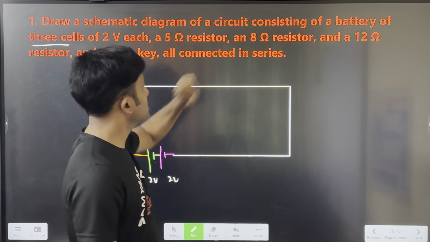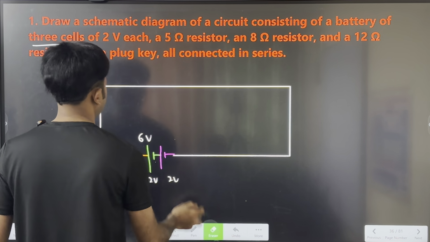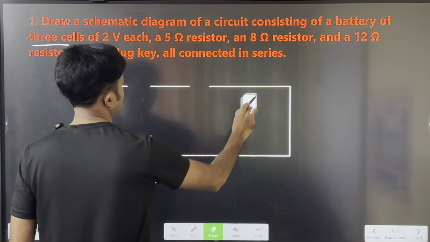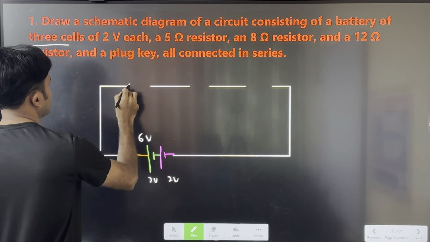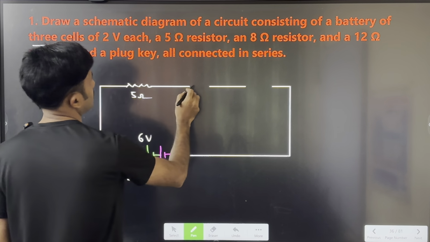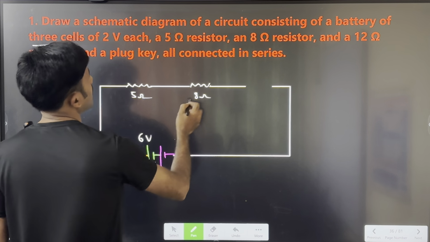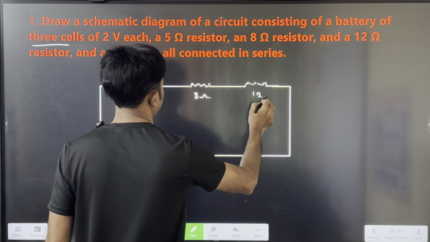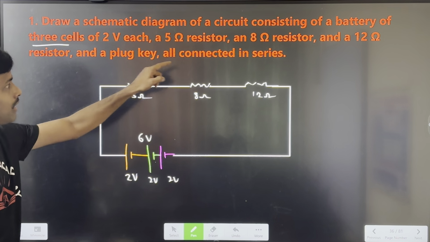And a 5 ohm resistor is there, an 8 ohm resistor, and a 12 ohm resistor. Here we have the 3 resistors, right? So let us say this is 5 ohm, and this is 8 ohm, and one more resistor is there. This is 12 ohm. And the plug key, all connected in series.